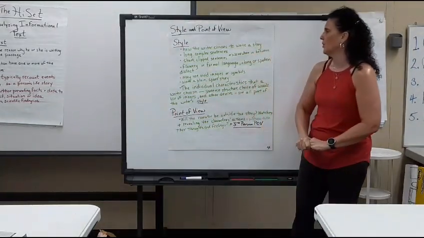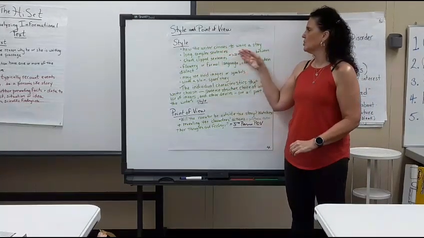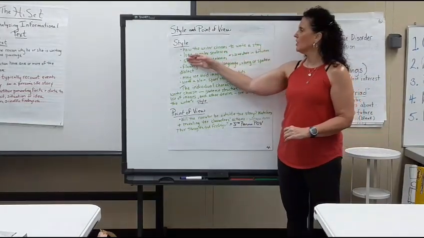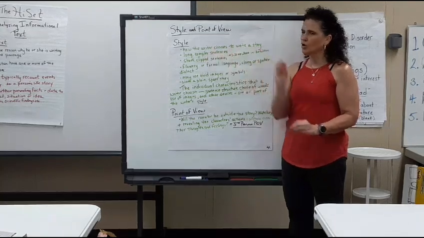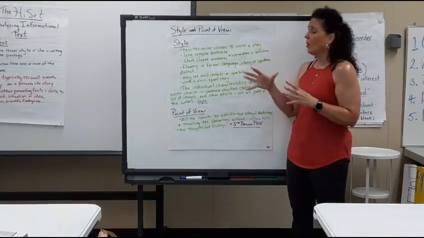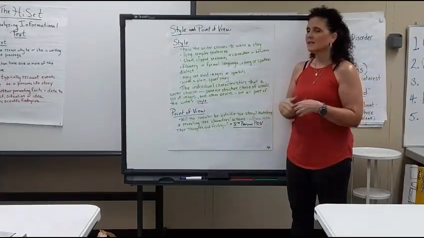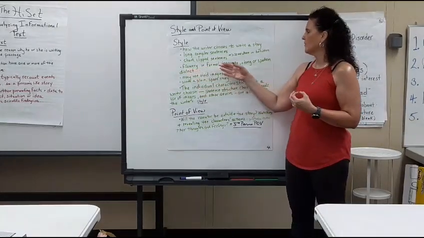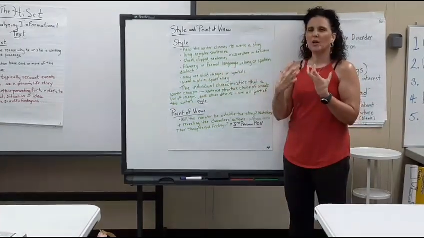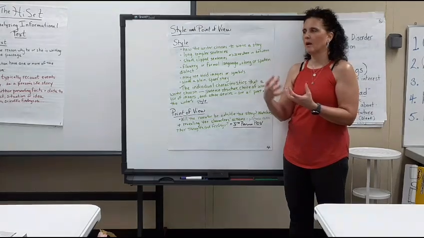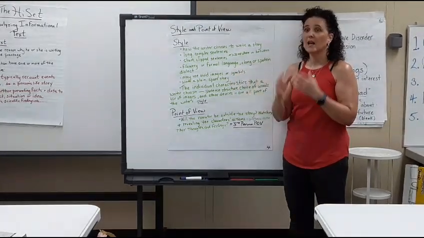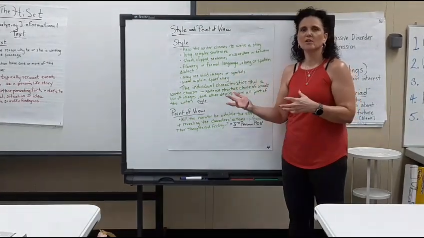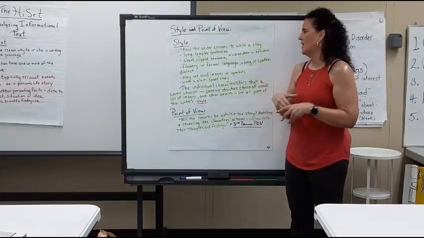Style and point of view. Style is how the writer chooses to write a story. Does he write in long, complex sentences or short, little clipped sentences? Or it could be somewhere in between. Some writers will use flowery and formal language, and that would give you an idea of what's going on within the story, but it also gives you an idea of the environment and a mental picture of what that looks like, where they are, to put you in that story.